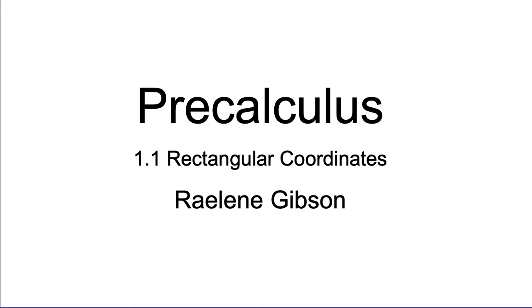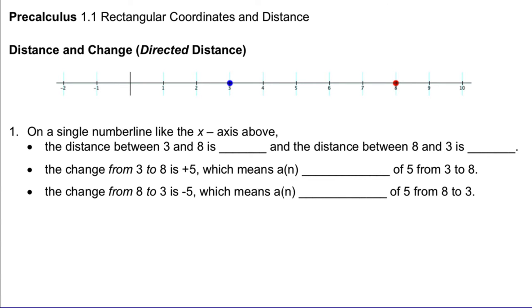Hi there, we're going to take a look at rectangular coordinates, and in particular we're going to look at distance and change. Change is a directed distance, so distance plus direction. So here we have an x-axis, which we will label as an x-axis, and we have two numbers plotted.